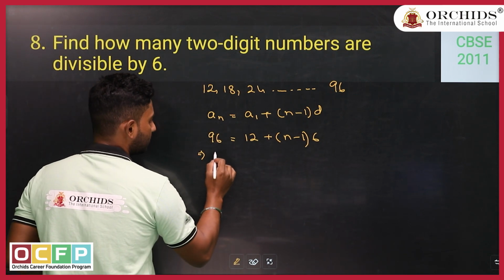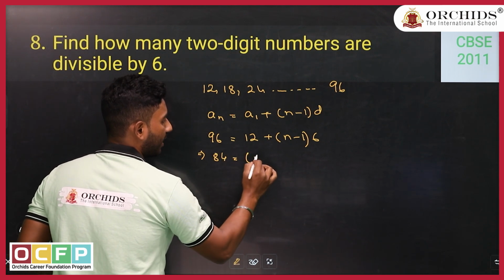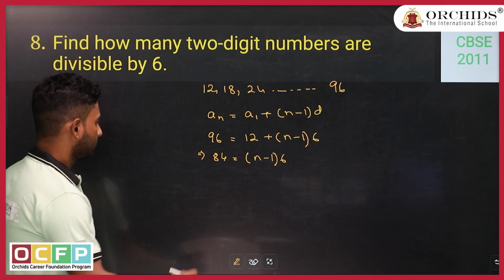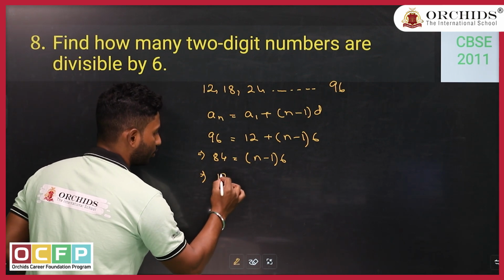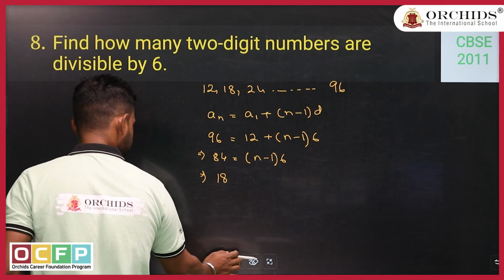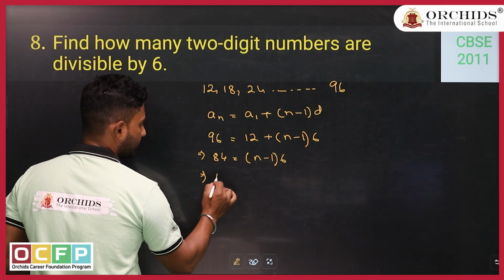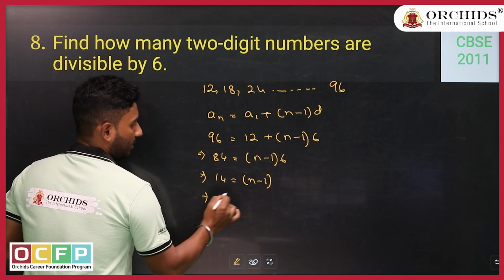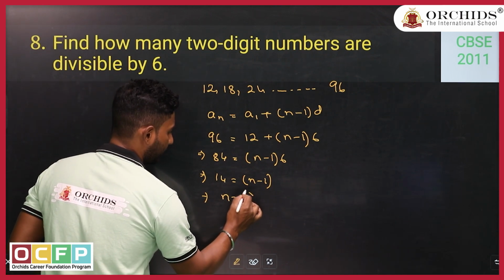Bring 12 to the other side. So it will be 96 minus 12, which is 84. (n minus 1) times 6. If I bring 6 to the other side, you can divide 84 by 6. What will I get? 84 divided by 6 is 14. Bring minus 1 to the other side, it becomes plus 1. So n is equal to 15.